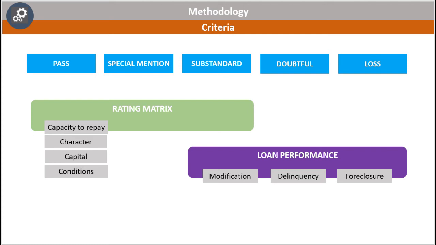The other piece to incorporate into risk rating is loan performance, including distress modifications, delinquency, and/or charge-off. These help categorize higher risk ratings.